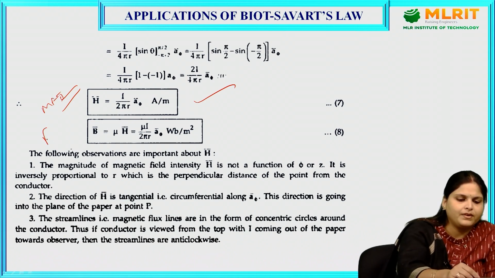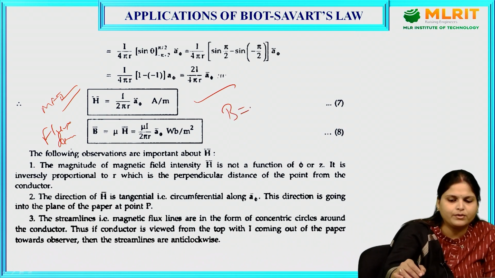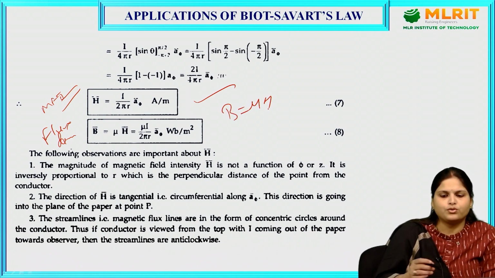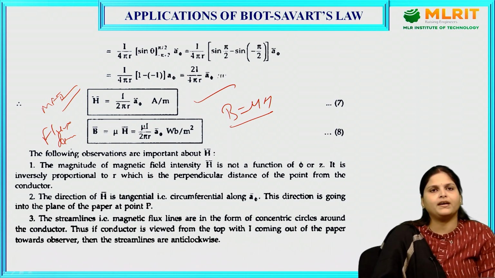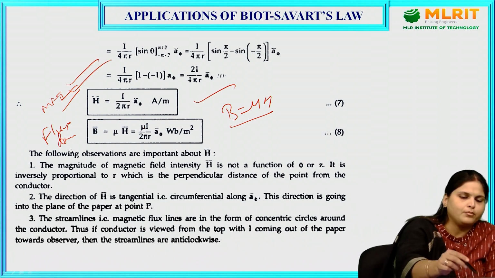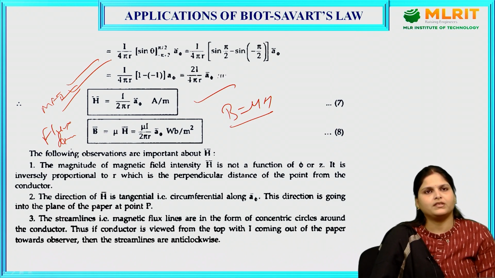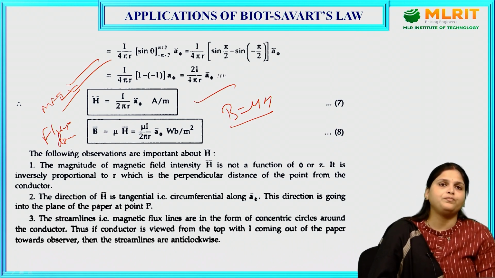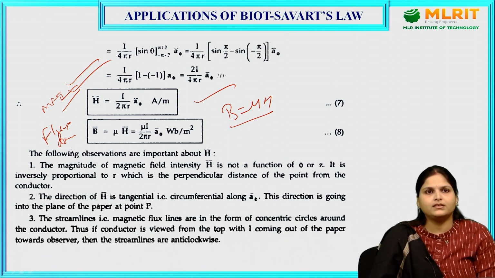This is flux density. As we know, B is equals to mu H. So in this formula we can put H and we get mu I upon 2 pi r a phi Weber per meter square, right. So this is the formula we were looking for. This is the magnetic field intensity due to an infinite long current carrying conductor.